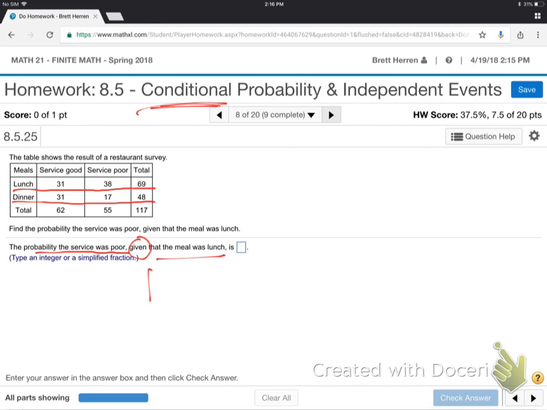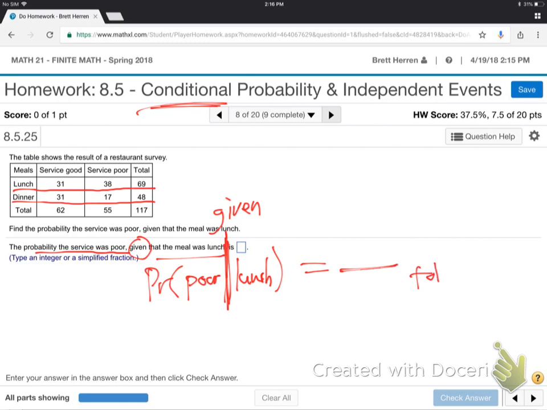Okay, so the probability that it was poor, given it was lunch, that's what they're asking me. Given lunch. Okay, what's the probability the service was poor? Well, first off, what's the denominator? What's the new total? How many people had lunch? 69. That's the total lunch goers. It had to be one of those 69 people, right? We're given that it was somebody who had lunch. The meal was lunch. 69 people had lunch. It's one of them. It's not the other 48 people who had dinner.